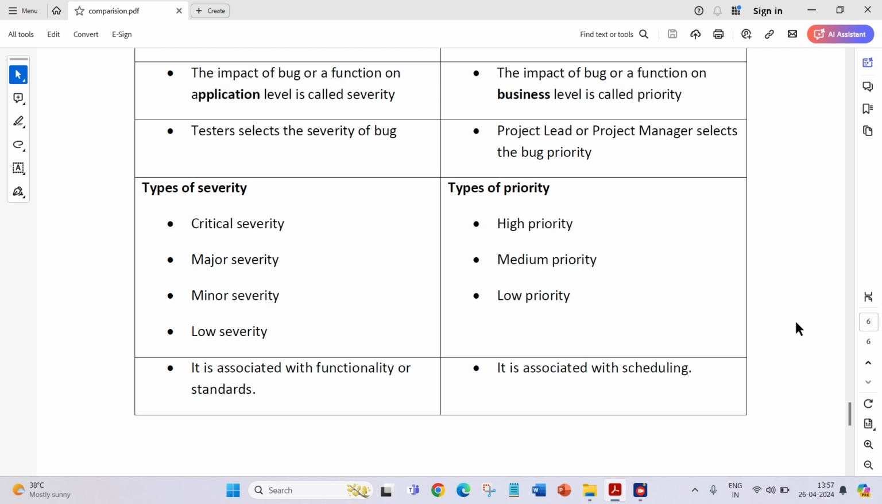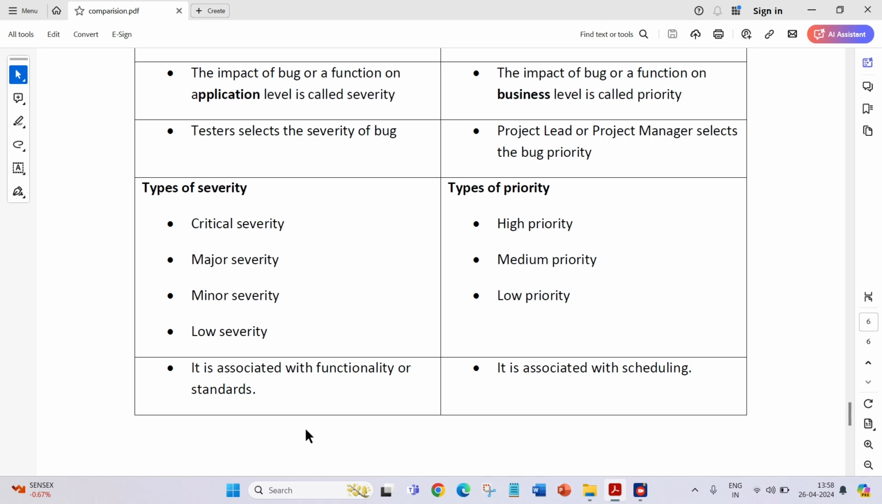In both priority and severity, we have multiple levels. In severity, we have critical, major, minor, and low. So these are the different levels for severity. And in priority, we have high, medium, and low. So these are the levels in priority.